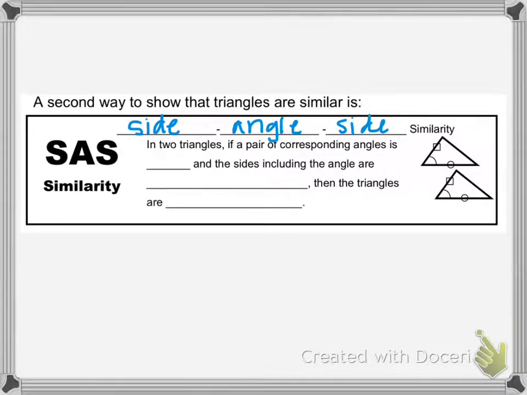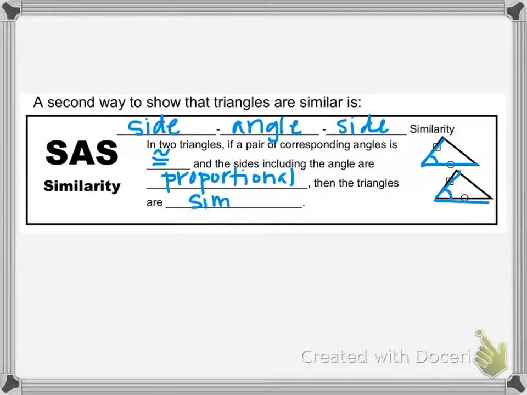So notice my congruent angles are there, and the proportional sides are on either side of the angle. Okay, so that's what that means. So what this means, in two triangles, if a pair of corresponding angles is congruent, so they equal each other, you just need one pair of angles that equal each other, and the sides, including the angle, on either side of the angle, are proportional, then the triangles are similar.